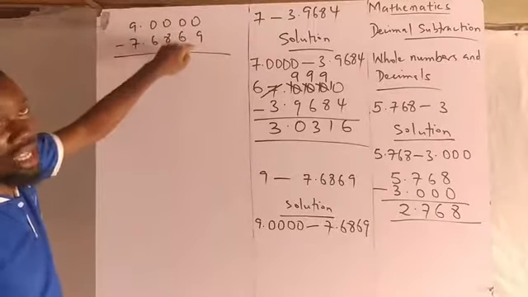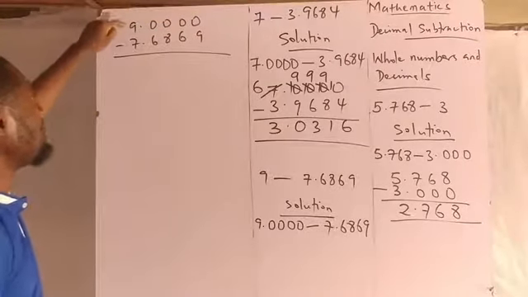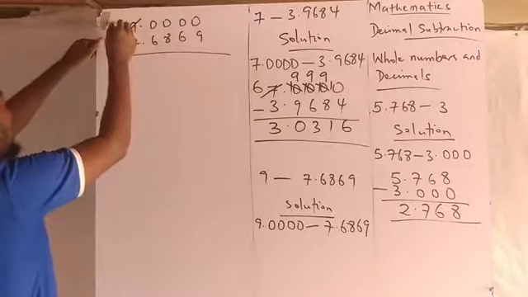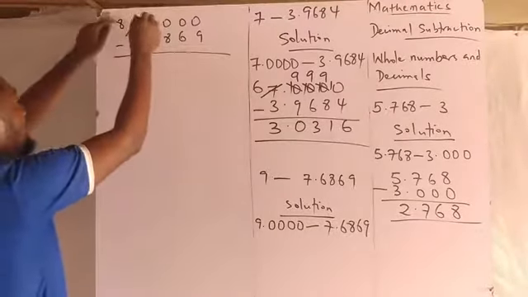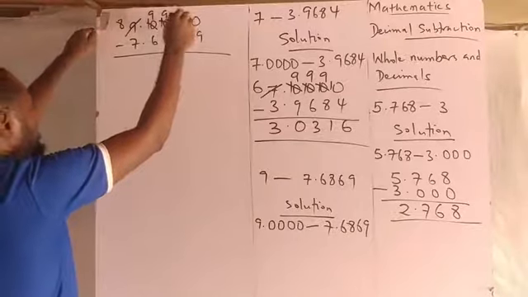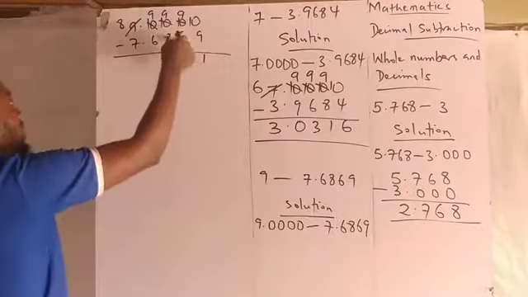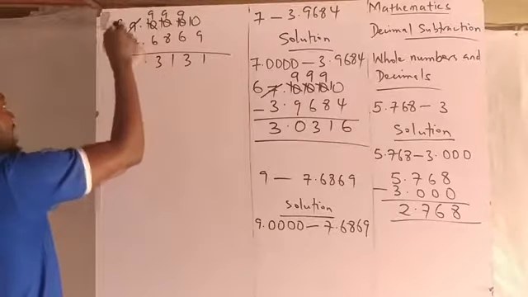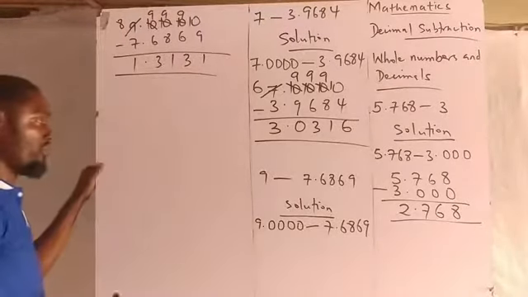0 take away 9 is not possible. I can't borrow from this 0. I'll borrow from 9. If you borrow, you have 8 left. But the one you borrowed is 10. Add it here, you have your 10. Borrow now from the 10, you have 9 left. Add it here, you have 9 left. Add it here, you have 9 left. And add it there, this becomes 10. 10 take away 9 is 1. 9 take away 6 is 3. 9 take away 8 is 1. And 9 take away 6 is 3. Then 8 take away 7 is 1. Our answer is 1.3131.